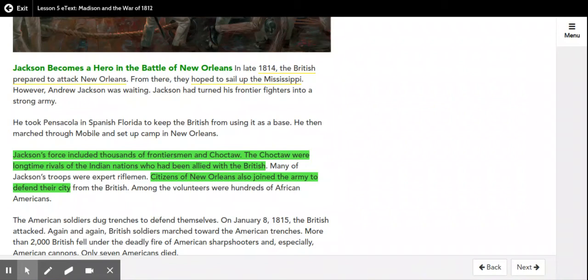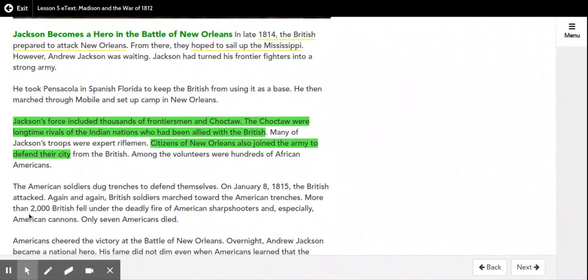Again and again, British soldiers marched toward the American trenches. More than 2,000 British fell under the deadly fire of American sharpshooters, and especially American cannons. Only 7 Americans died. Americans cheered the victory at the Battle of New Orleans. Overnight, Andrew Jackson became a national hero.